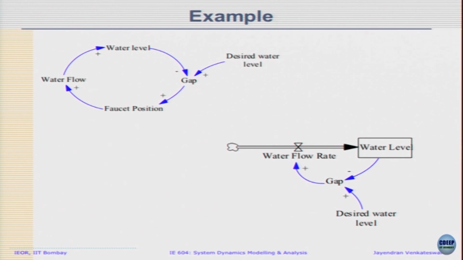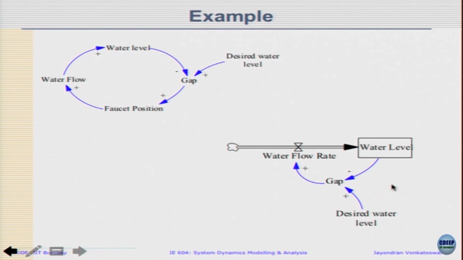Then there are other variables, so I can simply map it as, okay, let us have the desired water level, which is information that I have from outside the system. So, I have defined it as a variable here, and identified the gap. See, the same causal links, and then the gap is again connected to and affects the flow rate. So now this is also what we call a stock flow representation of the model. So this is a causal loop representation.